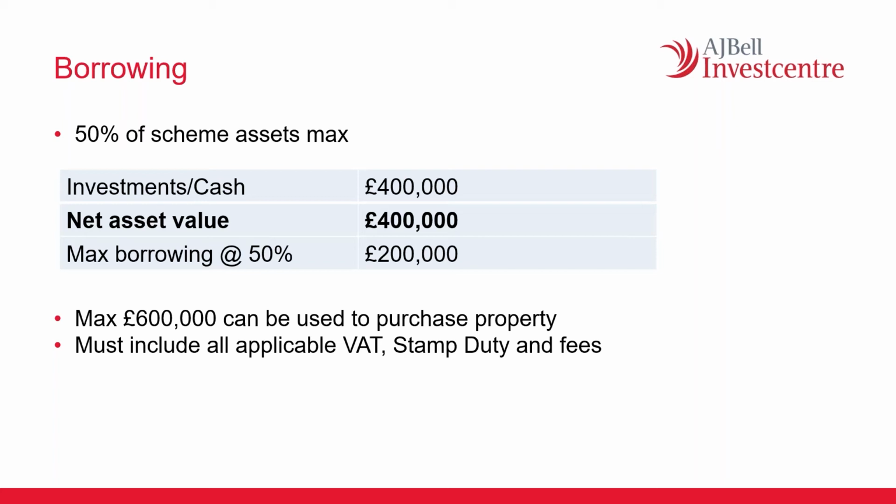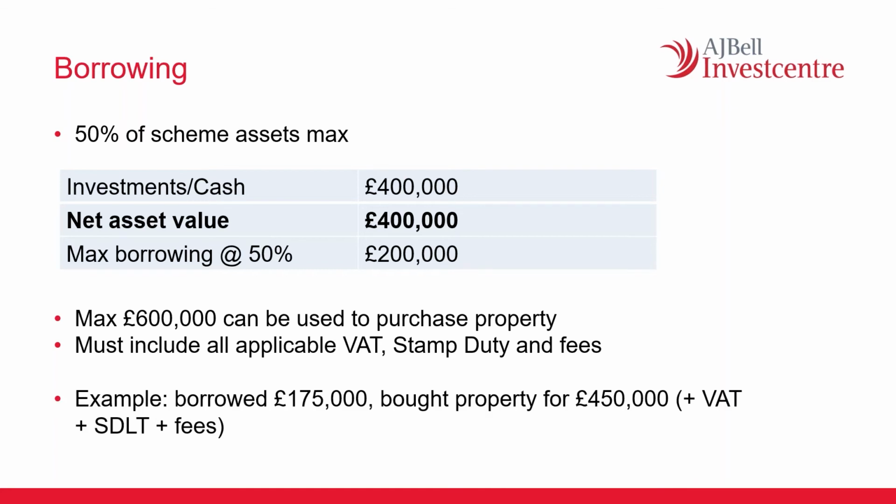So as an example then, we've got this fund here which had £400,000 net asset value, and can borrow up to £200,000. In this example, they didn't take out the maximum borrowing, they borrowed £175,000 and they bought a property for £450,000, but obviously they needed the additional funds because they had to pay the SDLT, there was VAT, there were fees for that purchase to go through.